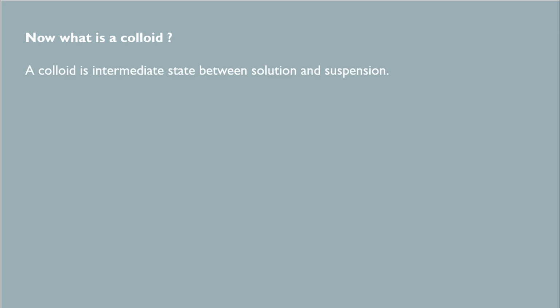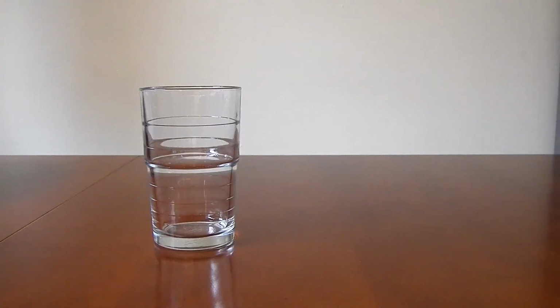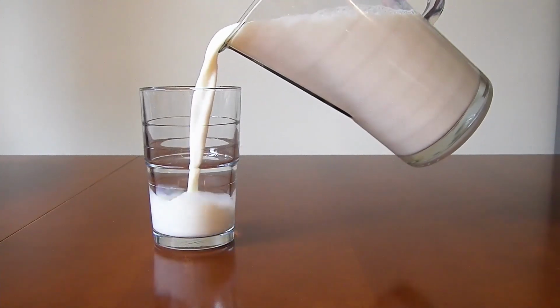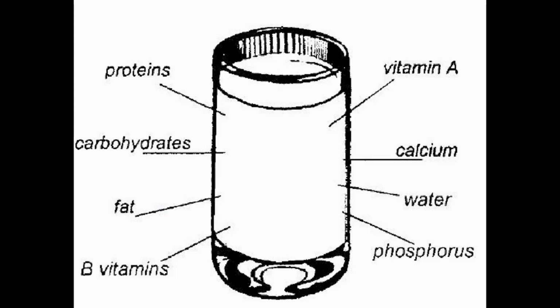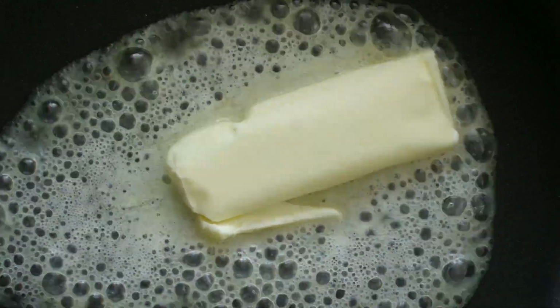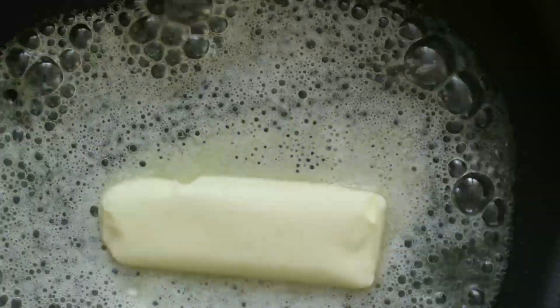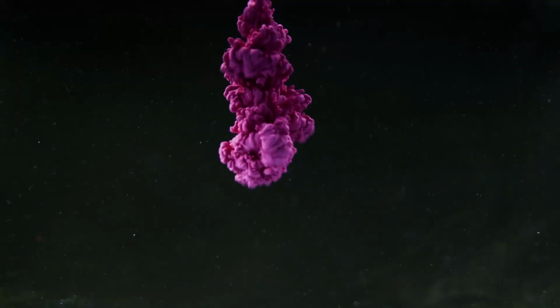Now, what is a colloid? A colloid is an intermediate state between solution and suspension. For example, consider some milk. We know that milk contains globules of butter fat suspended throughout the liquid. So milk is a colloid because the particles of milk are intermediate in size between those of solution and suspension. Some other examples of colloids are butter, jelly, ink.